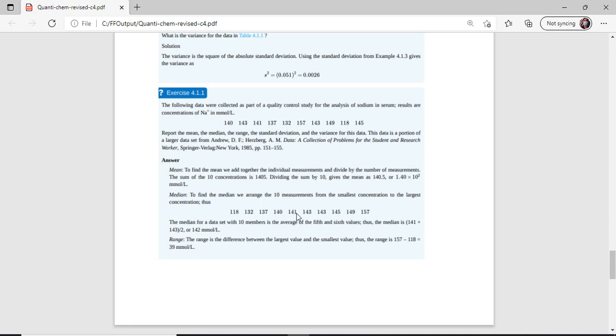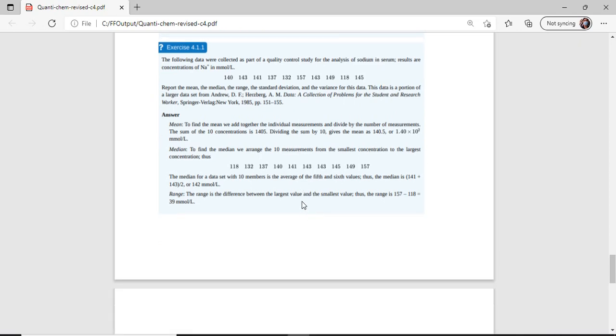Now, for your range, it is simple: the highest value minus the lowest value. So, the range for our exercise here is 157 minus 118. Therefore, your range is 39 millimoles per liter.